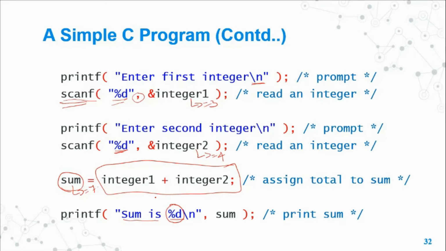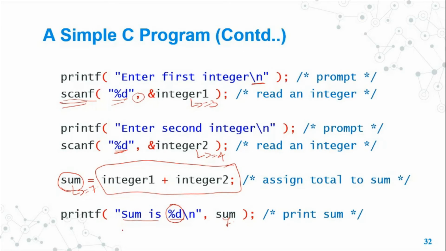So "sum is" is the message that is displayed, and then percentage d. In the place of this percentage d, whatever value comes after the comma will be displayed. Here the value after the comma is sum, so in our case it will be 7. So, sum is 7.